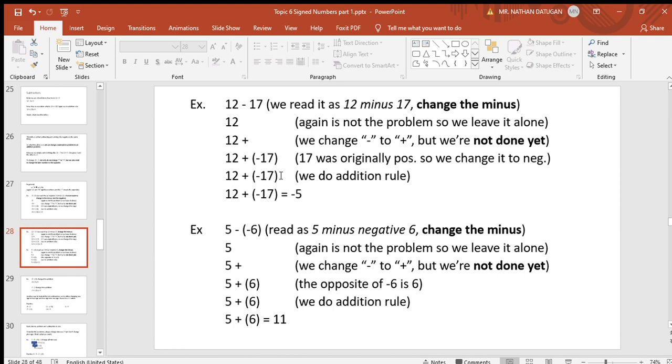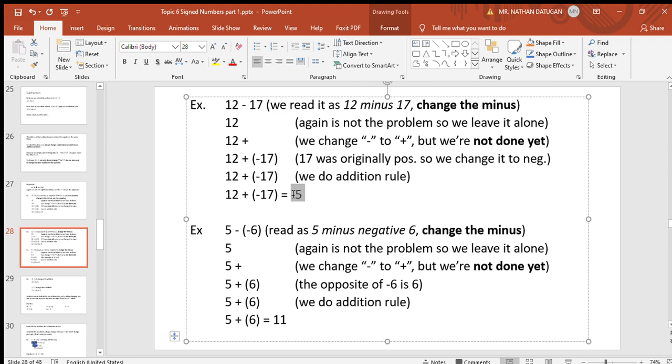They have different signs. Different signs, what do? Subtract the absolute value. 17 minus 12 is 5. And which one's the larger number, absolute value wise? Negative 17. So that means your answer will be negative.